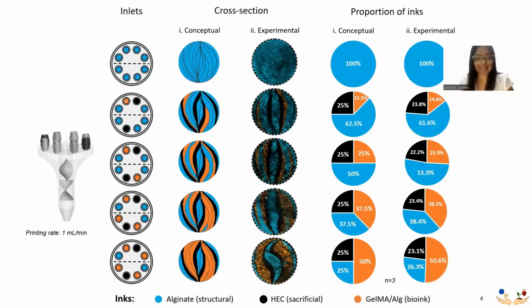So we had 8 inlets and 3 materials, so we could change the proportion of all of these 3 materials, and we compared the conceptual and experimental cross-sections, in which we saw that we could estimate the distribution, shape, and proportion of each layer inside the hydrogel fiber. So we could, in this sense, tune the composition and the microarchitecture of our structure for any application we want to give it. And the proportion of each ink was similar between the conceptual and experimental cross-sections.